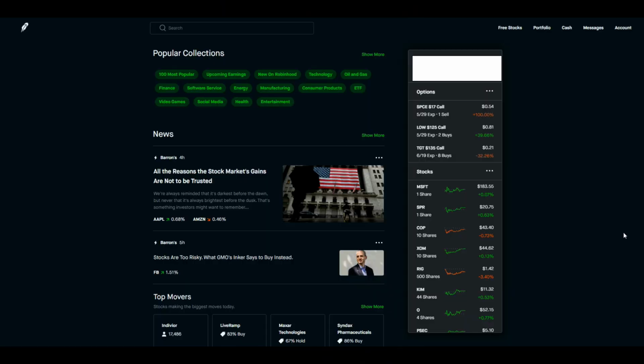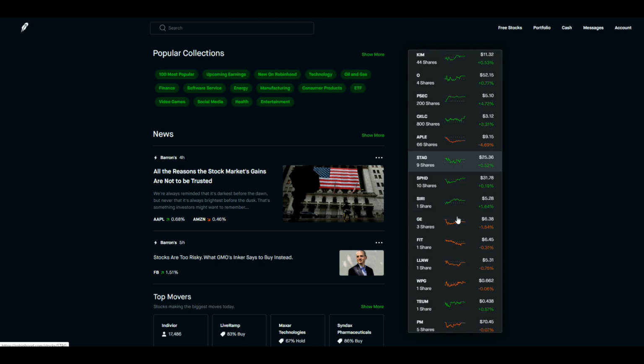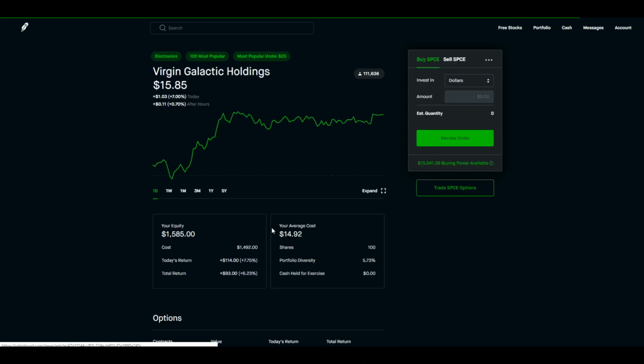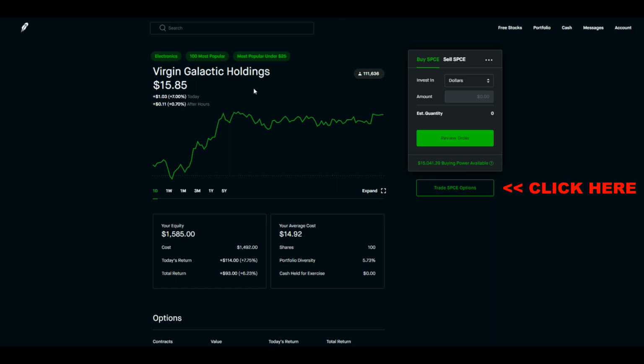Alright, so I'm going to show you guys exactly how you could write a call option or sell a call option, also known as selling covered calls, on Robinhood, the app that I use. This is my brokerage. So what I did this past week was write a covered call option on a stock known as SPCE, or Virgin Galactic Holdings.